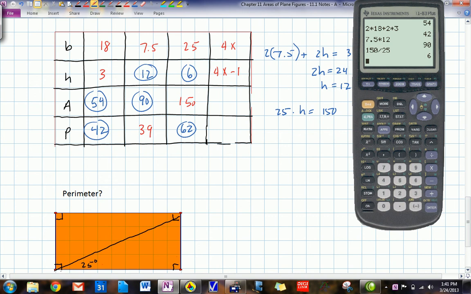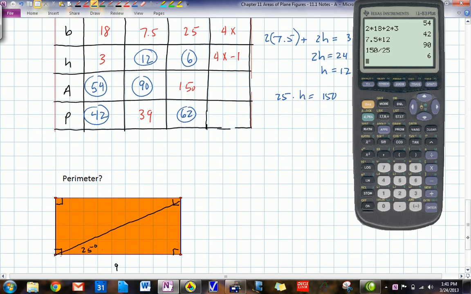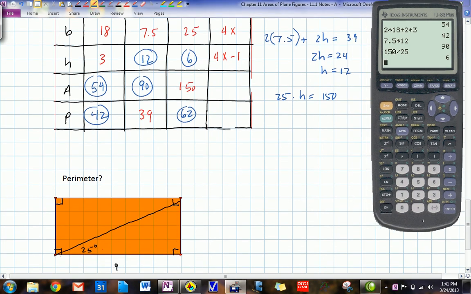And then finally, the fourth column is an algebraic column. We're not going to be able to do numbers here. We're going to have to do this algebraically. So I know the base is 4x, and the height is 4x minus 1. So therefore the area would be 4x times 4x minus 1. If I distribute there, remember your algebra days, you distribute. 4x times 4x is 16x squared, and 4x times 1 is a minus 4x.